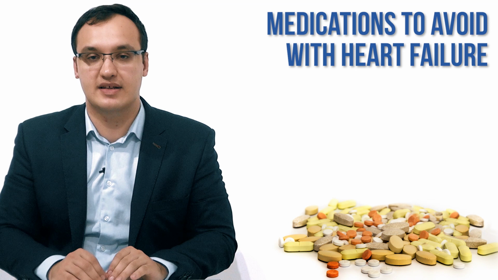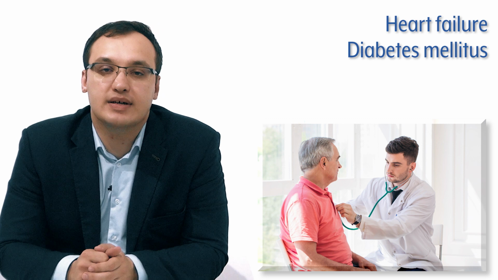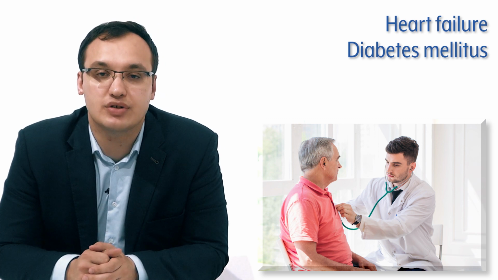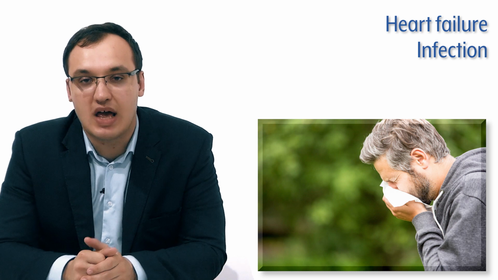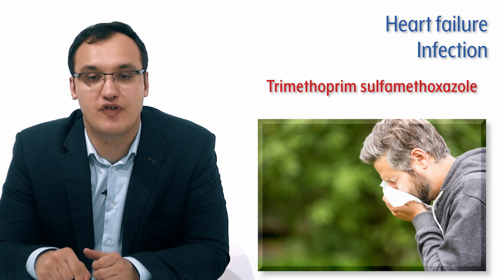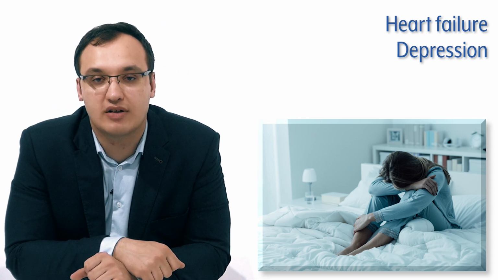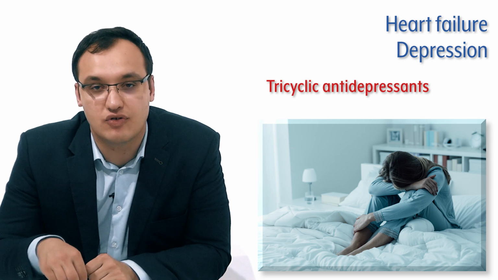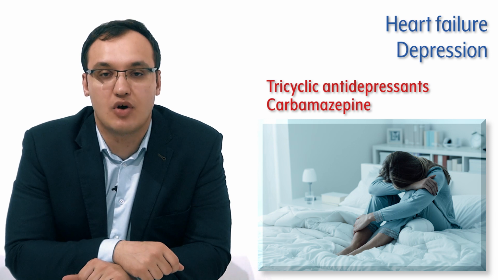So let's take them one by one. We have a diabetes mellitus patient with a heart failure patient. Which medication are we not allowed to give? Metformin or thiazolidinediones. We have a patient who has infection and heart failure. Which medication are we not allowed to give? Trimethoprim sulfamethoxazole. We have a patient who is depressed and he has heart failure. Then which medication are we not allowed to give? Antidepressant, tricyclic antidepressant. Or carbamazepine is another neurological medication that we're not allowed to give.